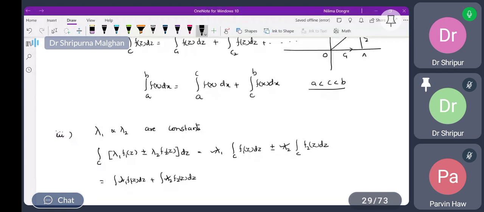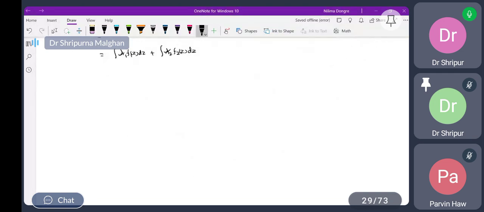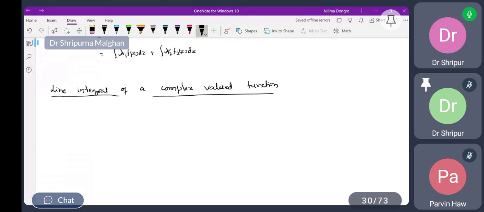So first, what we are going to do here is learn the line integral of a complex valued function. That means here we are not going to get a closed curve. So along a curve we are trying to evaluate some integrals of a complex valued function. How it is done, that we are going to write down.